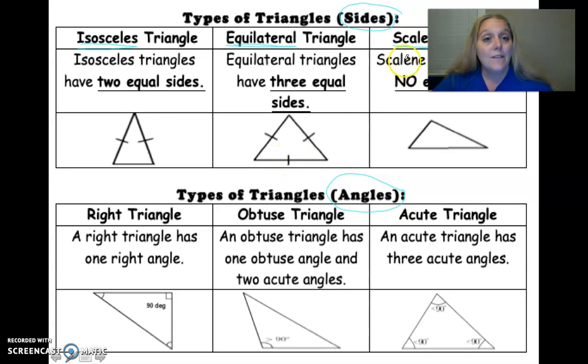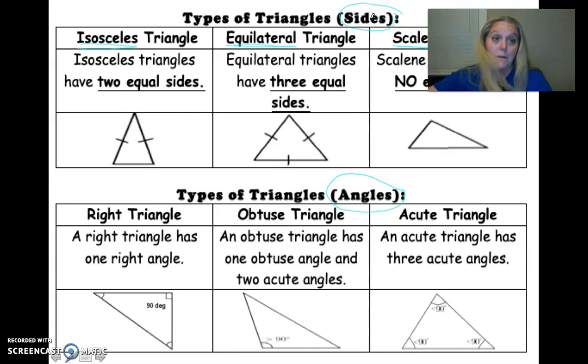And then finally you have a scalene triangle, and scalene triangles have no equal sides. So all three sides are not the same length. So we've got our scalene triangle there. All right, so we've got isosceles, equilateral, and scalene. If we're classifying by sides, those are the different categories that we would choose.